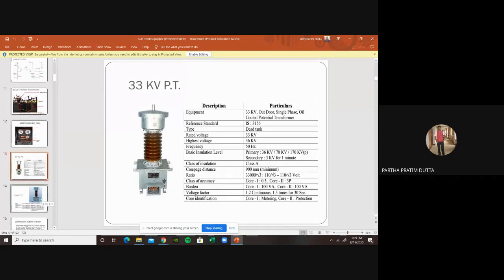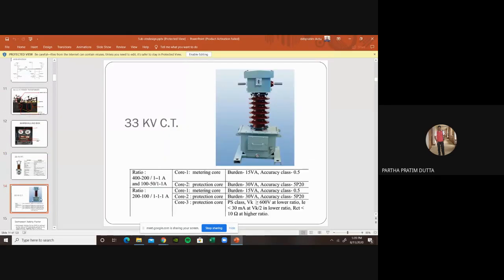Then the 33 kV CT. We usually use it for our metering core and protection core in the 33 kV system. It is 200 by 100 by 1 or 400 by 200 by 1. For the metering core we usually use accuracy class 0.5 with a burden of 15 VA, and for core 2, the protection core, we usually use accuracy class 5P20 with a burden of 30 VA.